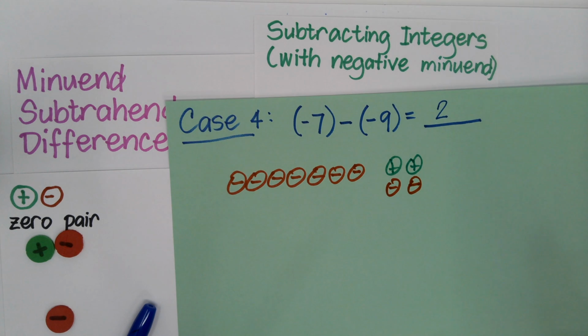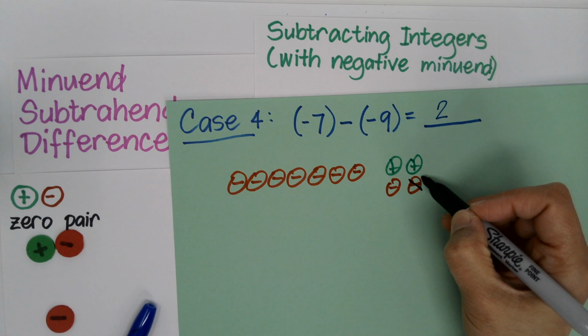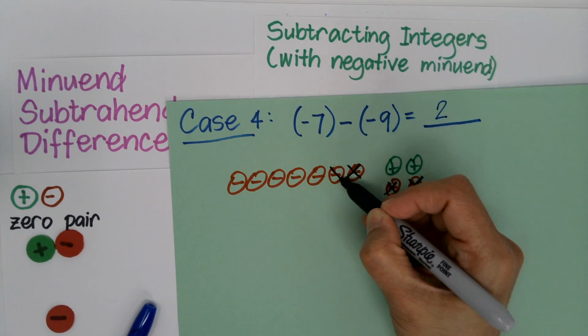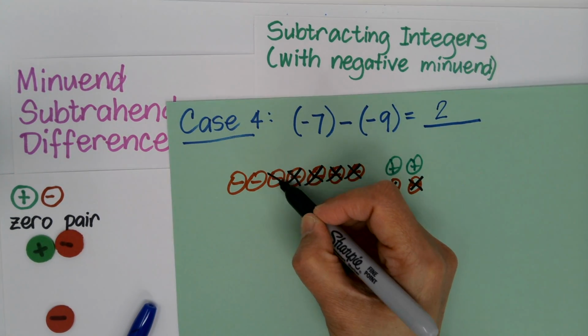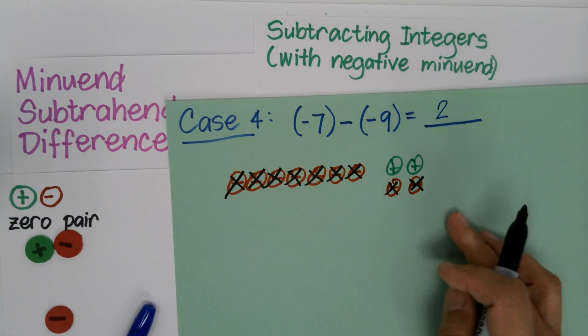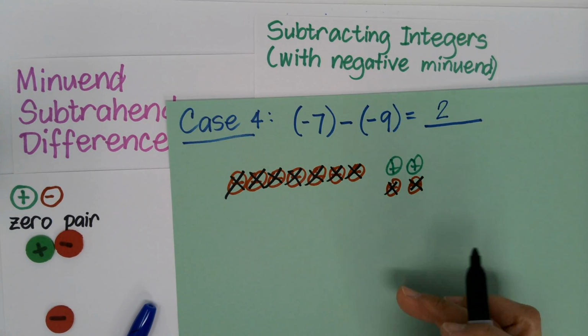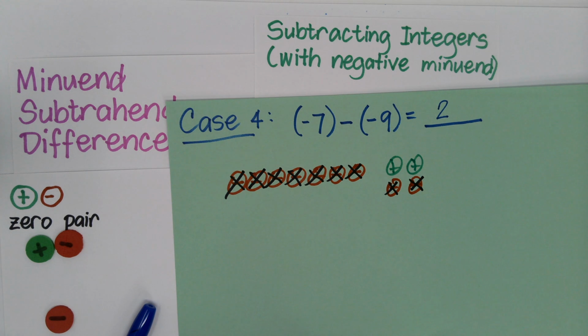Okay, so now we have 1, 2, 3, 4, 5, 6, 7, 8, 9 negative discs, and we take away those 9 negative discs by crossing out all of them, and that leaves 2 positive discs. That's why our difference is positive 2.